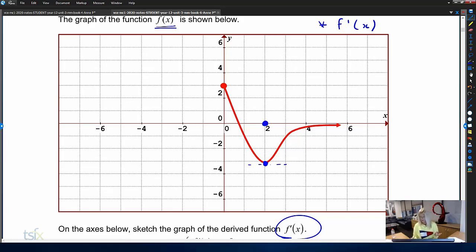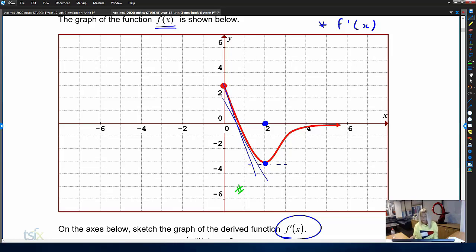The next thing I take care of are my regions. So if I were to draw a gradient of the tangent at any point in the region to the left of that stationary point, I would see that those gradients were negative. So they're all negative to the left of that stationary point. So I'm going to do my regions in green here, just with little hashtags. So I know between 0 and 2, that the derivative function will lie below the x-axis.